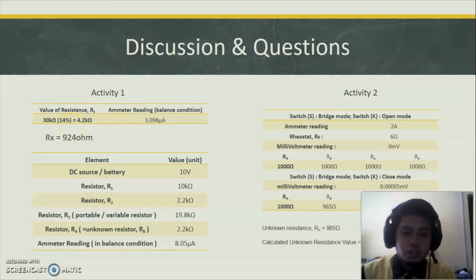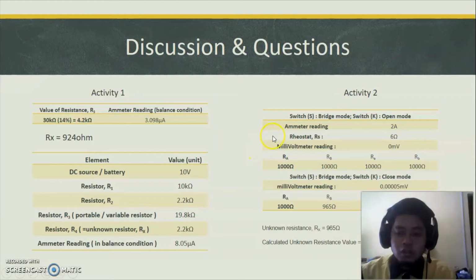After that we can also calculate by using the equation in the lab sheet, which is Rx equals 924 ohm. After that the simulation is repeated, with R4 set at 2.2 kilo ohm. Then we take all the parameters into this table, as you can see in this table.